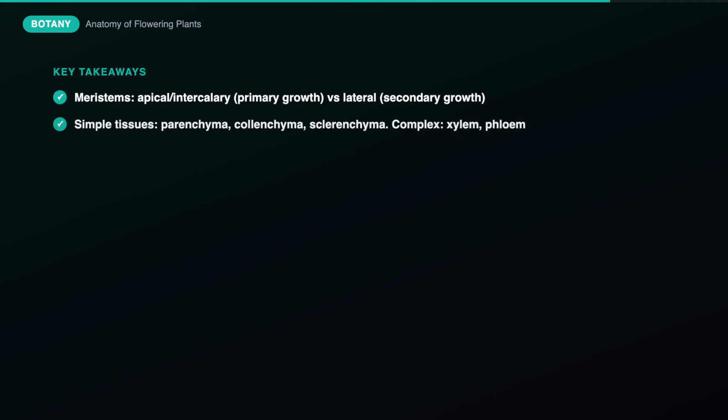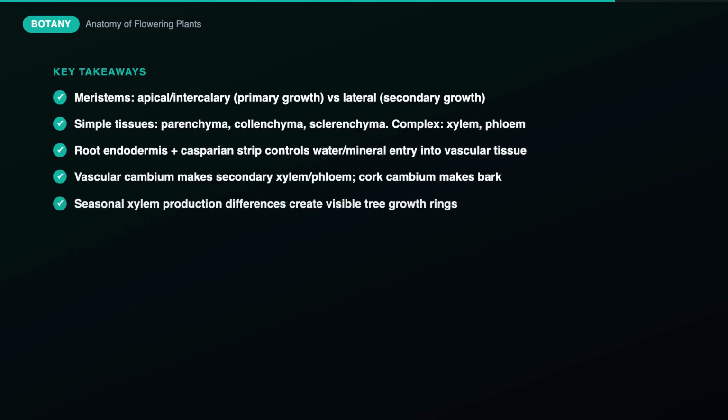Let's recap. Meristematic tissue drives all plant growth, apical and intercalary meristems for primary growth in length, lateral meristems for secondary growth in girth. Permanent tissues split into simple types, parenchyma, collenchyma, and sclerenchyma, and complex vascular tissues, xylem for water transport and phloem for sugar transport.